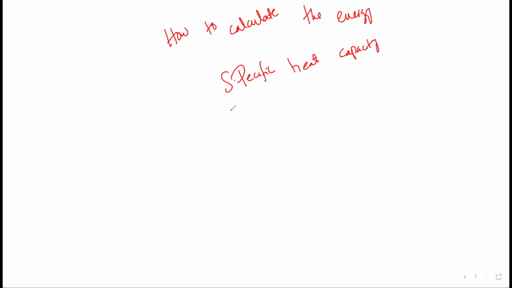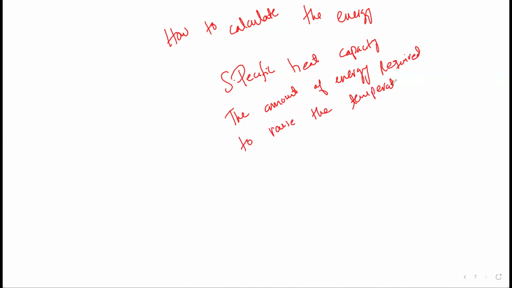Specific heat capacity is defined as the amount of energy required to raise the temperature of 1 kilogram of a substance through 1 Kelvin or degree C.